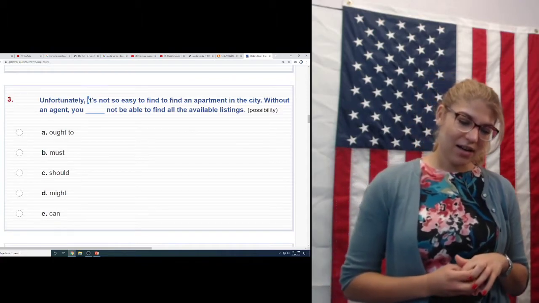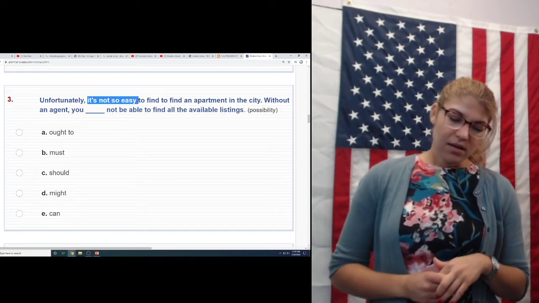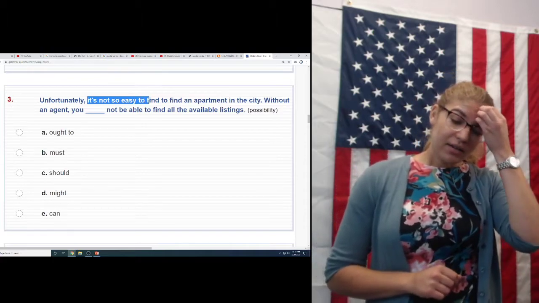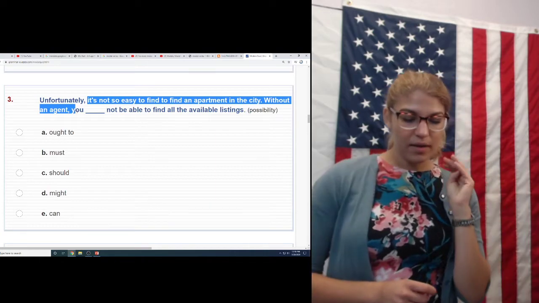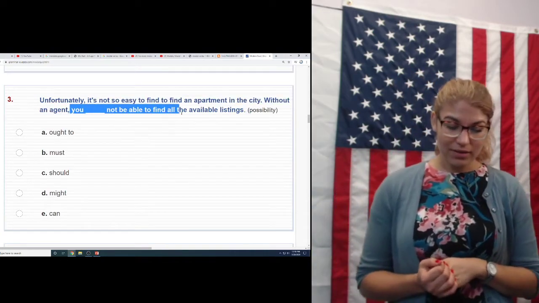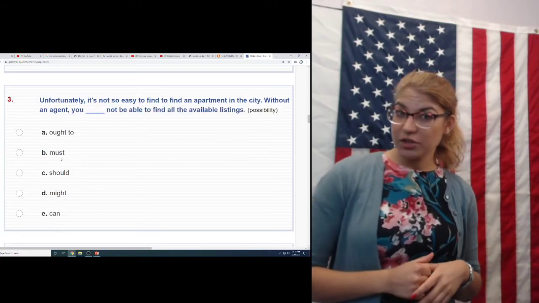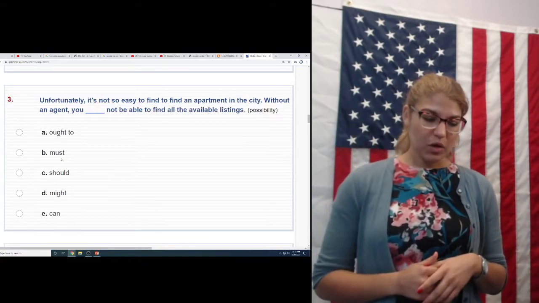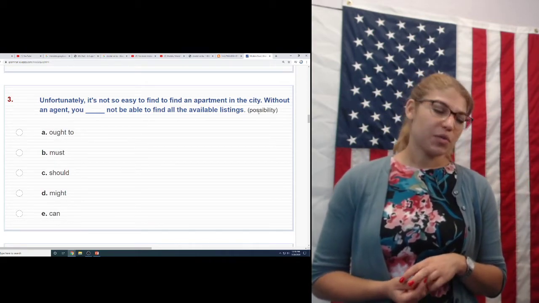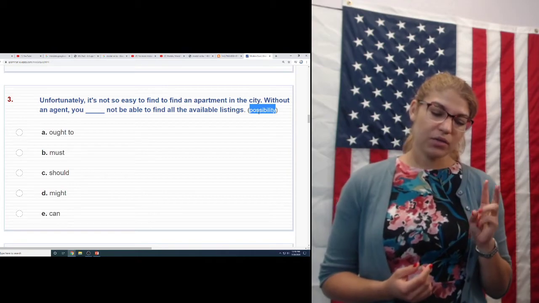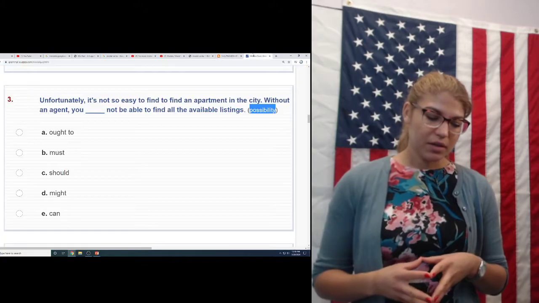It is not easy to find an apartment in the city. Without an agent, you might not be able to find an available listing. So, are we talking about an obligation? No. So for the first 3 options, we will not use the words ought to, must, or should.